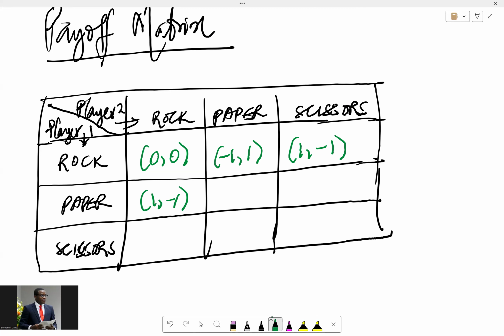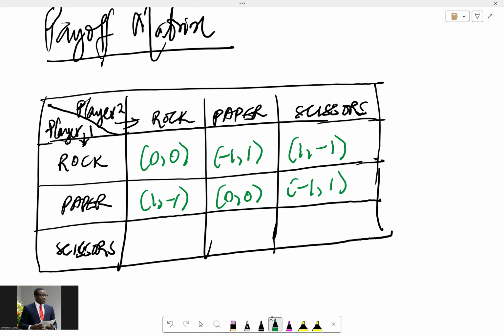Now, if both of them go paper, paper, that'll be a tie, and they both get zero. Then, if player one goes paper and player two goes scissors, paper loses to scissors. Scissors wins over paper, so player one loses a point and player two gets 1 point.